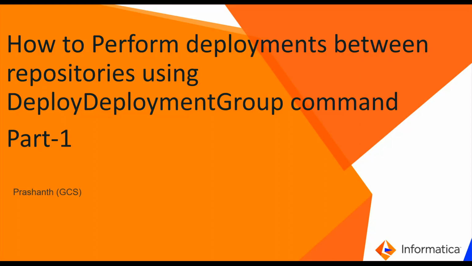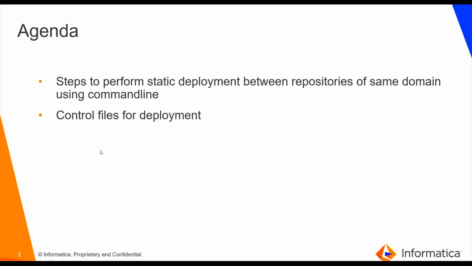In this video, we are going to discuss how to perform deployments between repositories using DeployDeploymentGroup command. The agenda of the video is to showcase the steps to perform static deployment between repositories of same domain using command line. We can also deploy the objects between repositories of different domain, but the scope of this video is to focus on basic deployment steps between repositories of same domain and also about control files for deployment. Deployment between repositories of different domains we can discuss in upcoming videos.